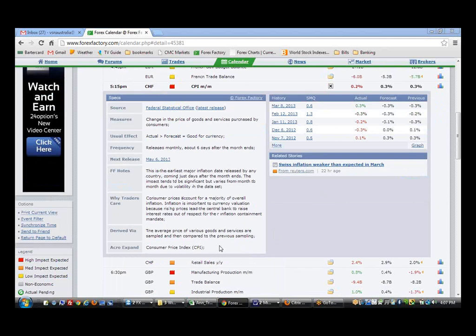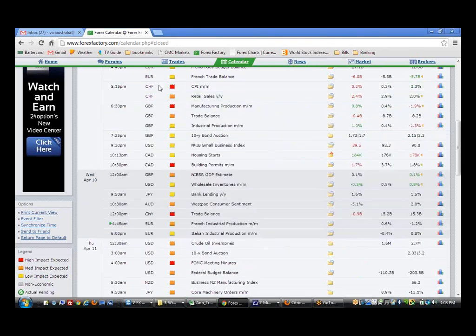and consumer prices account for a majority of overall inflation. Inflation is important to currency valuation because rising prices lead the central bank to raise interest rates out of respect for their inflation containment mandate. So there's a whole heap of explanation here of what this report is all about. That's quite important. Once you're familiar with this, you basically know what's involved, and then when you have trades or setups against, say, the Swiss or even the pound, you'll be very careful to trade it depending on your profile.